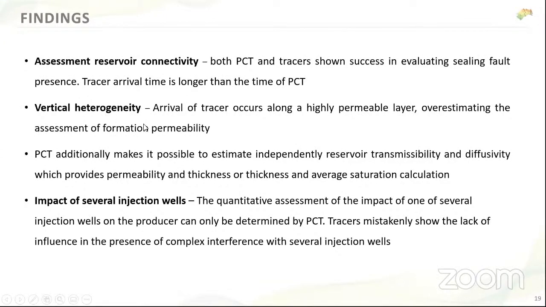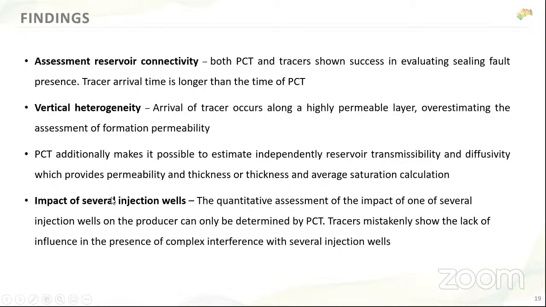In terms of vertical heterogeneity, the arrival time of a tracer would be much shorter in a high permeable thin layer, and that results in overrating the overall formation permeability from the tracer. But PCT would provide the right assessment of the reservoir permeability, and additional information would be the connected reservoir thickness from this test.